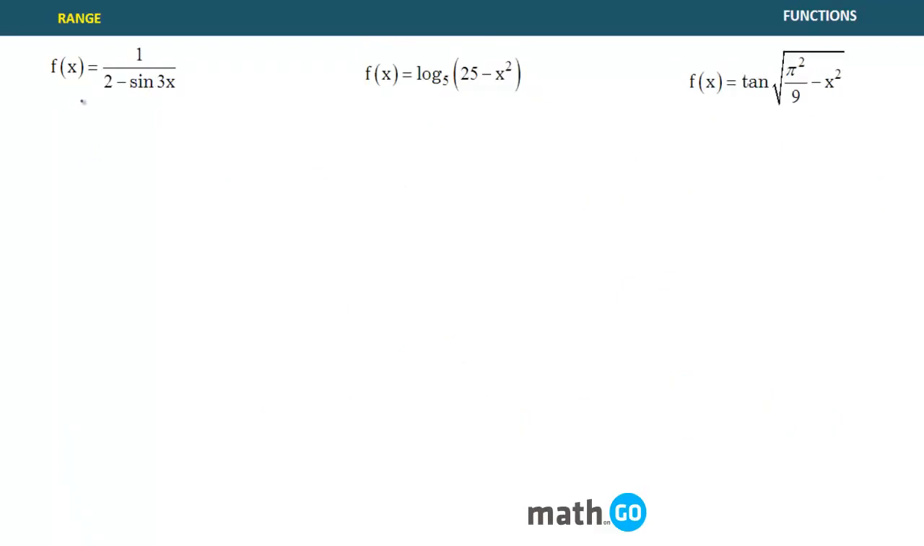Okay, now let's take another 3 problems. It says you want to find the range of all these 3. So let's start with question 1 first. It says 1 upon 2 minus sin 3x. What is the range of sin 3x?